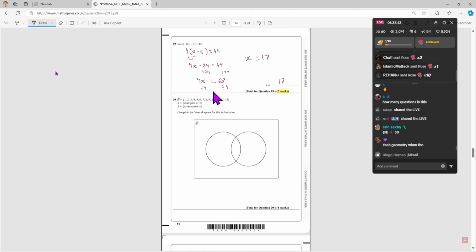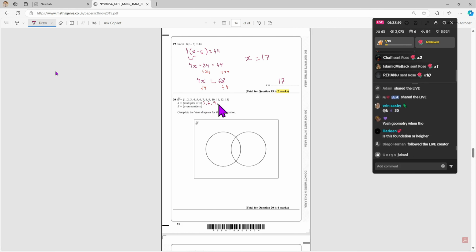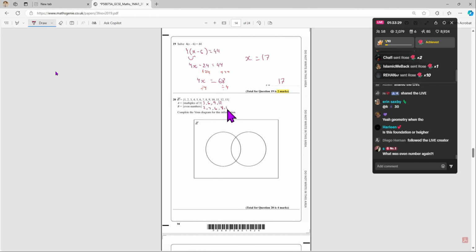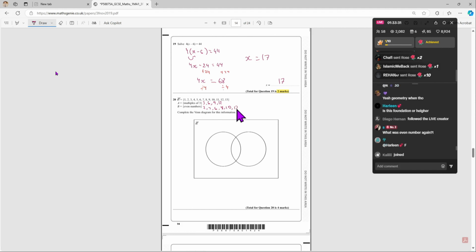So the first thing you would do, you're going to list out the multiples of 3 first, which is 3, 6, 9, and 12. We can't go further because then it won't be in the universal set. And even numbers, we have 2, 4, 6, 8, 10, and then 12. We can only go up to 12 because then it will not be in the universal set.